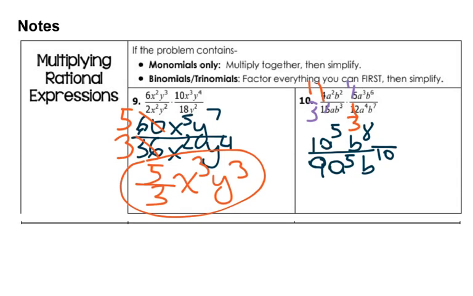Which means now I need to deal with variables. When I divide variables, I'm going to subtract exponents. A to the 5th divided by a to the 5th, 5 minus 5 is 0. Anything to 0 power is 1, so they cancel each other out. B to the power of 8 divided by b to the power of 10 will give me b to the power of negative 2, which now I have to rewrite as a positive exponent. So I need to take the reciprocal, and that will give me 1 over 9b to the positive 2.